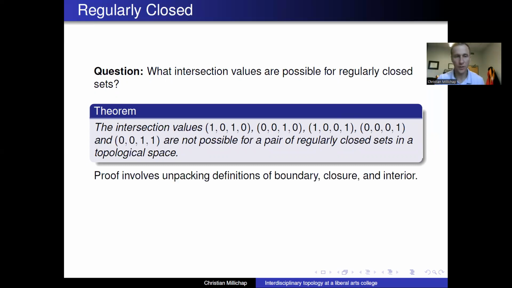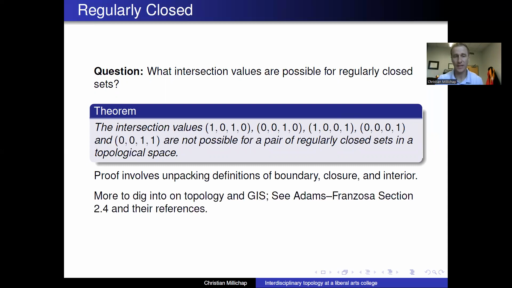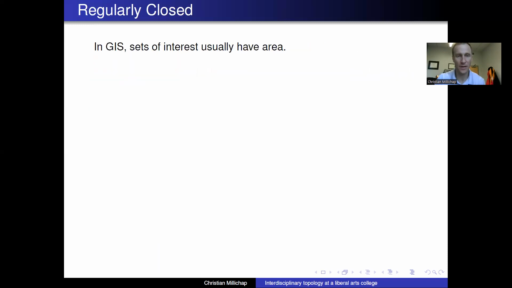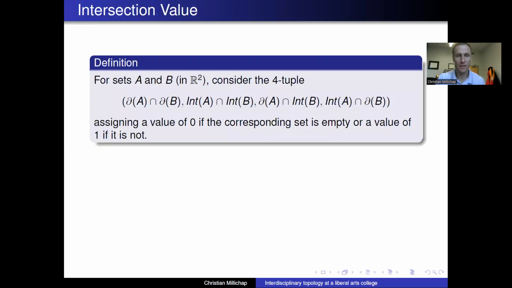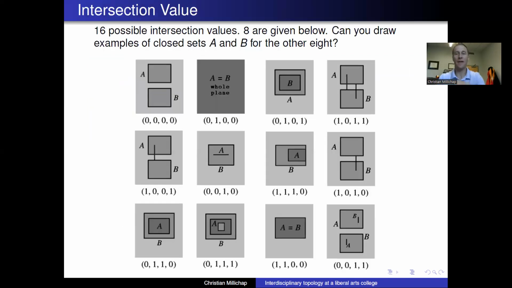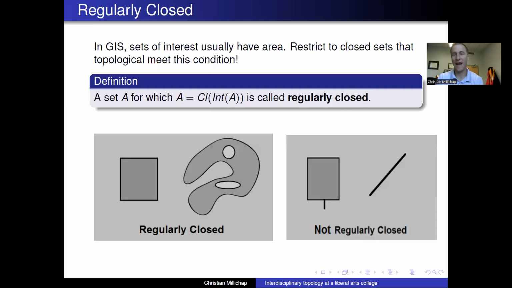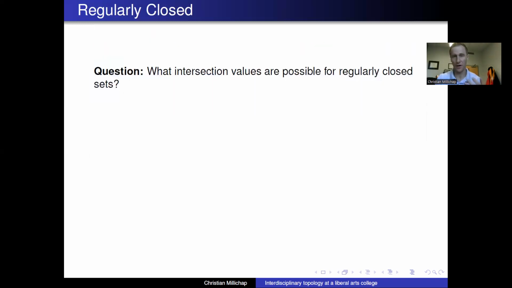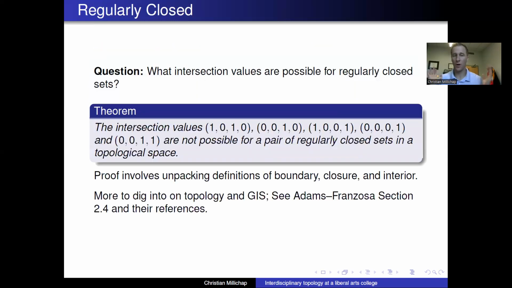Proof involves unpacking definitions, and there's more to build off of this. This is really hitting on what I will take one day to cover: introducing this intersection value and some examples, having students play around to find some examples. And then I introduce the definition of regularly closed and maybe go through this theorem. You could certainly spend more time on this.